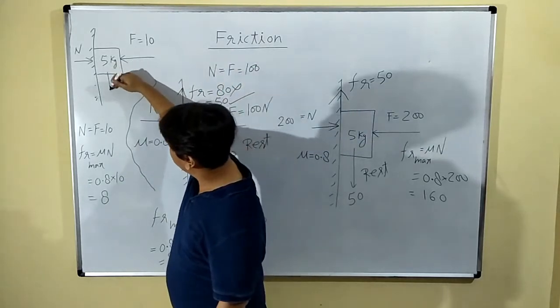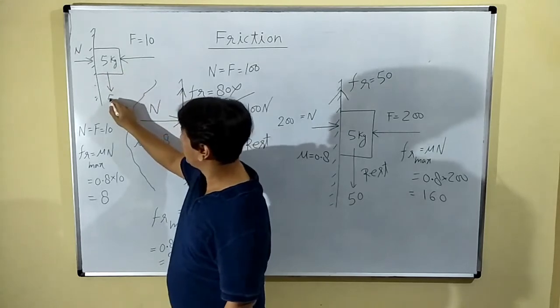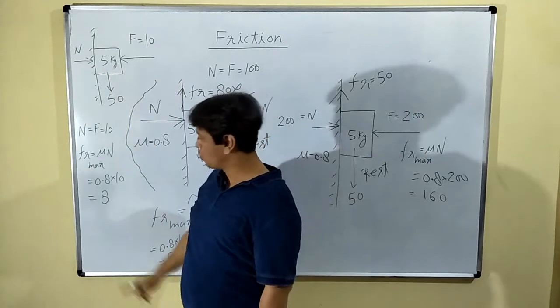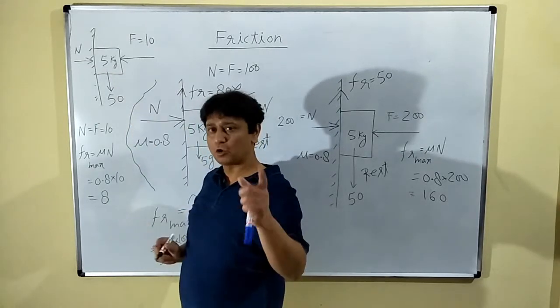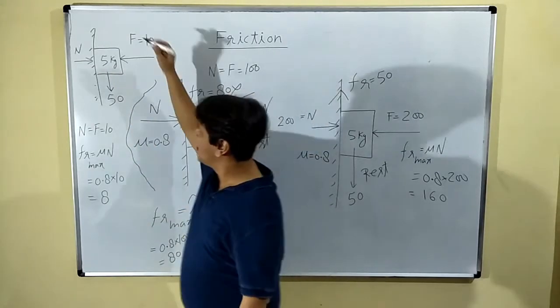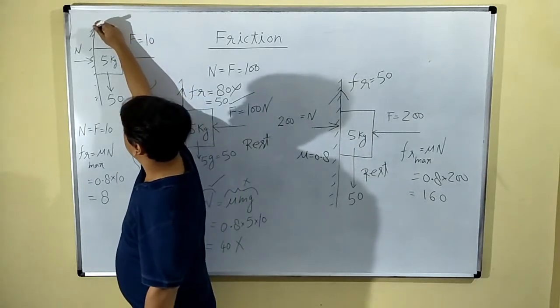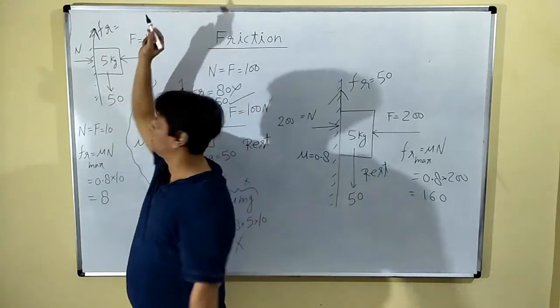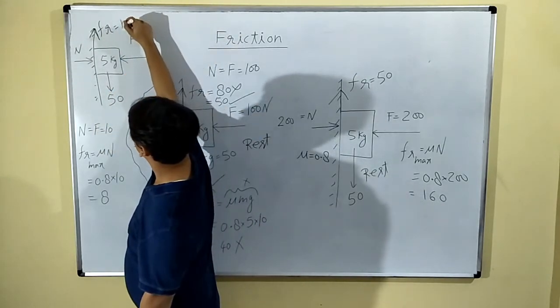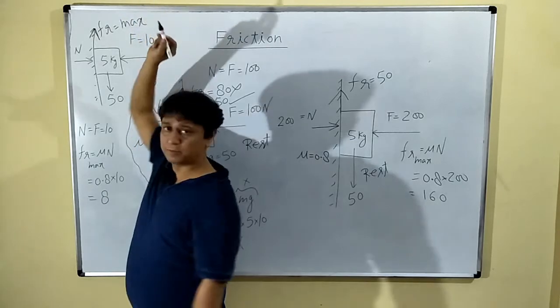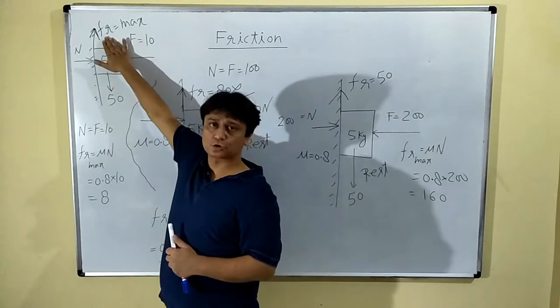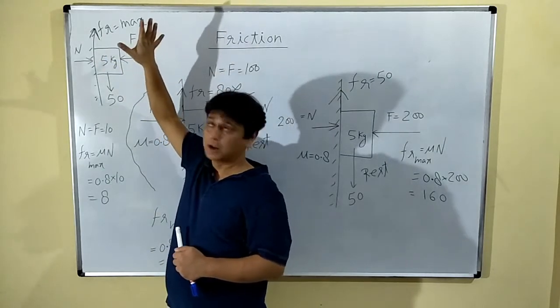8. अगर मैक्सिमम फ्रिक्शन 8 है रोकने के लिए, what is the pulling force? 50. खींचने वाले लोग कितने हैं? 50. रोकने वाले कितने हैं? 8. क्या रोक पाएंगे? Say no. अगर रोक नहीं पाएंगे तो जो फ्रिक्शन लगेगा, अगर बॉडी रुक नहीं पाएगी तो फ्रिक्शन कहां पहुंचेगा? अपने मैक्सिमम पर. क्यों पहुंचेगा? क्योंकि पूरे के पूरे 8 भी इसको रोक नहीं पा रहे हैं.